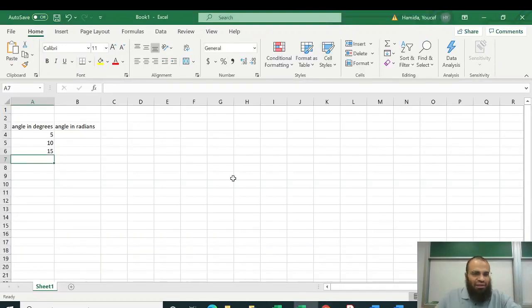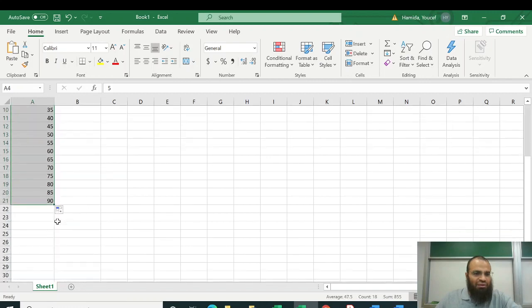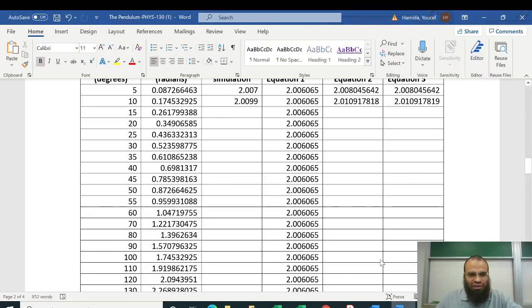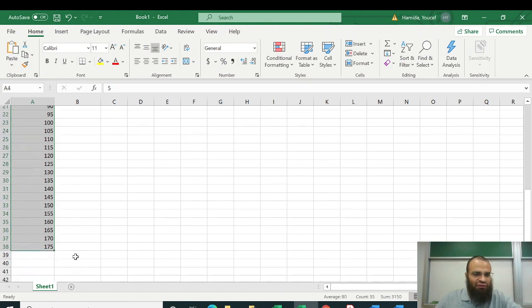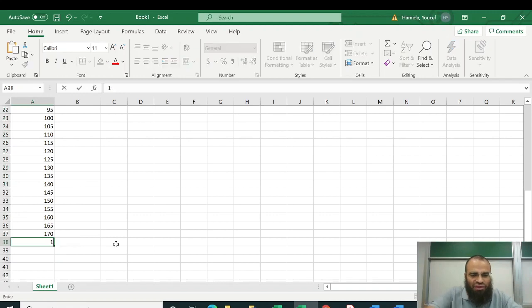5, 10. And let's see here if Excel can pick the pace. Yeah, it will increase by this. Let's keep going all the way to 180. Actually, I'm not sure if it keeps increasing by 5 or not. At some point, it will increase by 10. That's fine. You can always change that or delete some of the numbers. So 175, and let me do here 179.